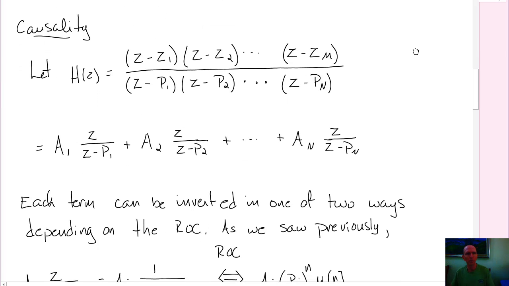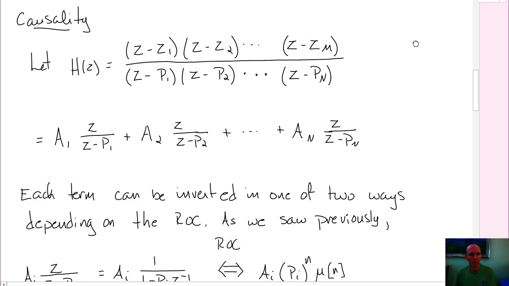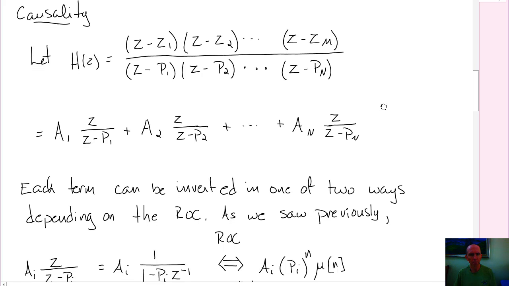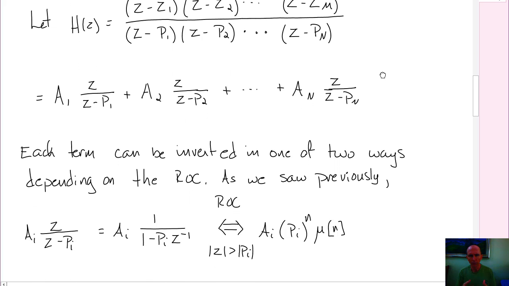How about causality? Okay, let's start again with the transfer function. Let's say it has a whole bunch of zeros and it has a whole bunch of poles. It's, in this case, n poles. Let's do a partial fraction expansion of the n poles. And now each of these terms can be inverted in one of two ways depending on the region of convergence, right?